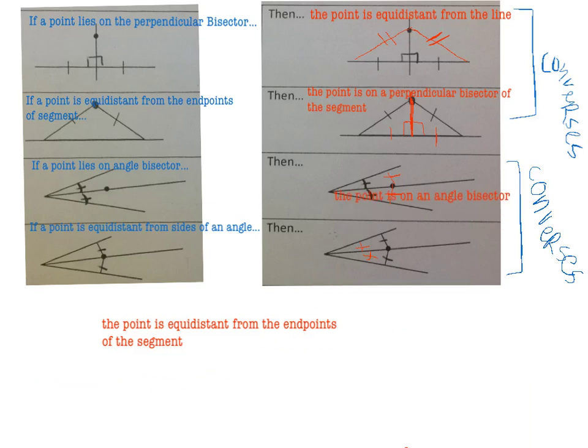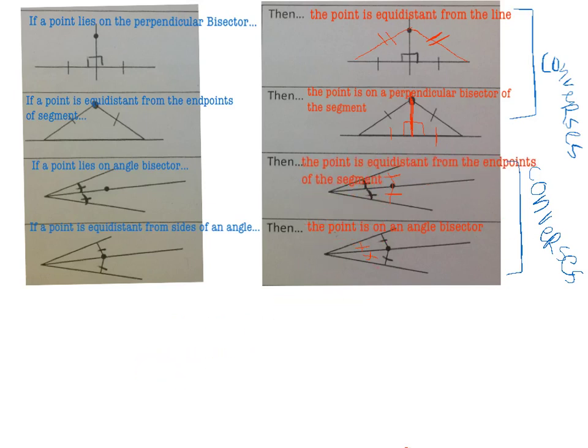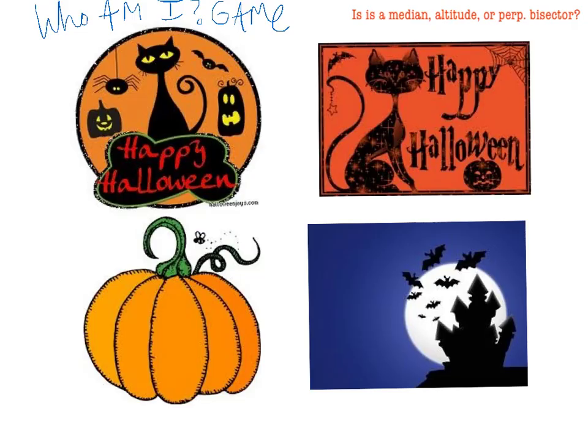Alright, let's check and see. Then the point is on the angle bisector. Then the point, let me make this a little bit smaller. Then the point is equidistant from the endpoints of the segment. Now these are all four important things that happen that are related to perpendicular bisectors and just points on angle bisectors. And please think about those and keep them in mind when you're dissecting angles and sides of problems.